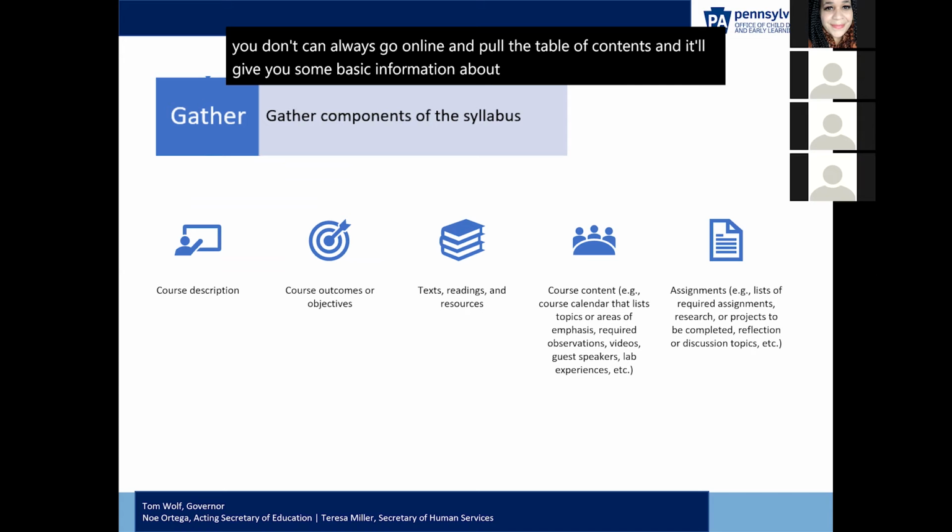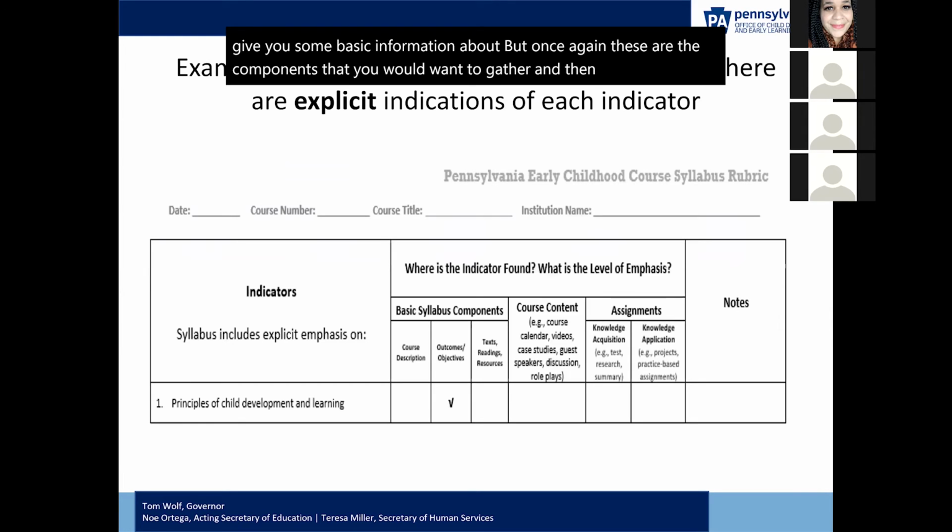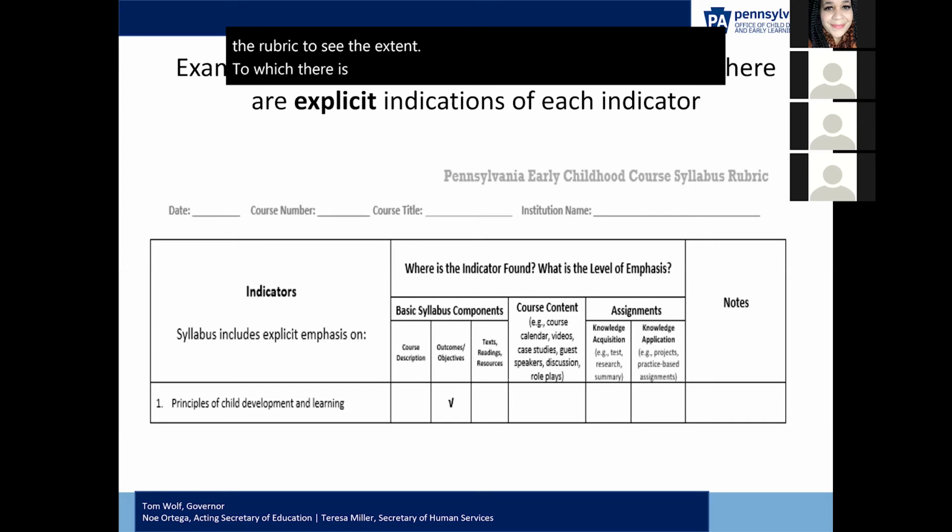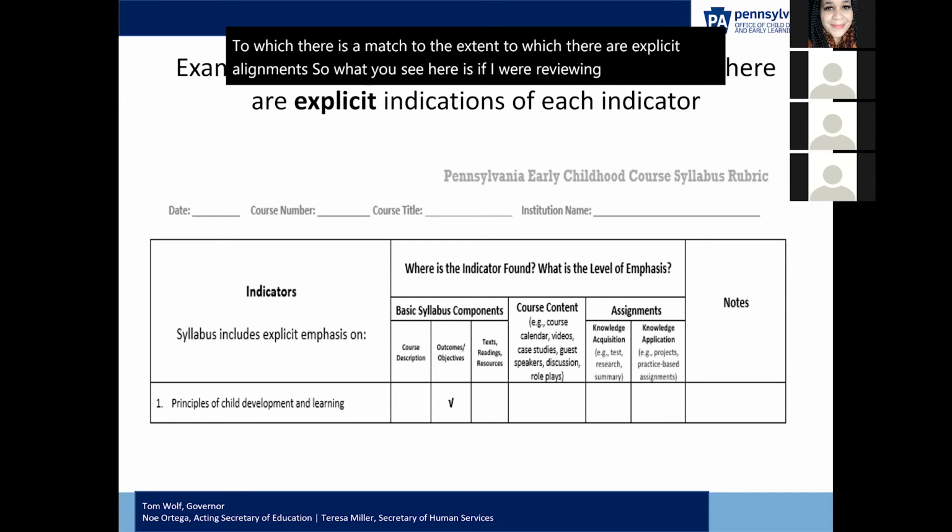But once again, these are the components that you would want to gather, and then starts the process of examining a syllabus and comparing it to the indicators on the rubric to see the extent to which there is a match, to the extent to which there are explicit alignments. So what you see here is if I were reviewing a particular syllabus and I saw that in the student learning outcomes, there was mention of emphasis on the principles of child development and learning, I would indicate with a check that that was a match that I had seen.